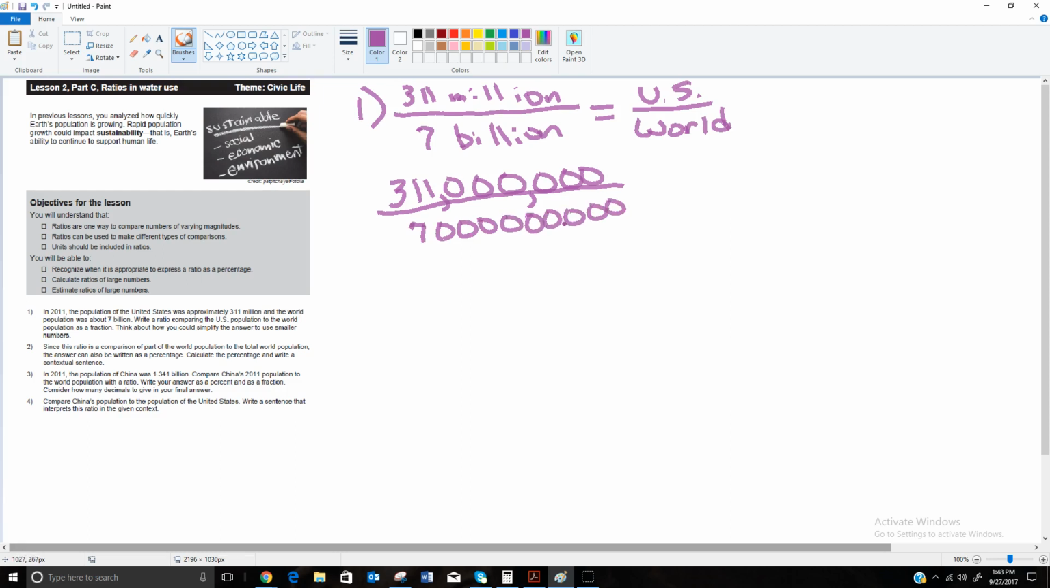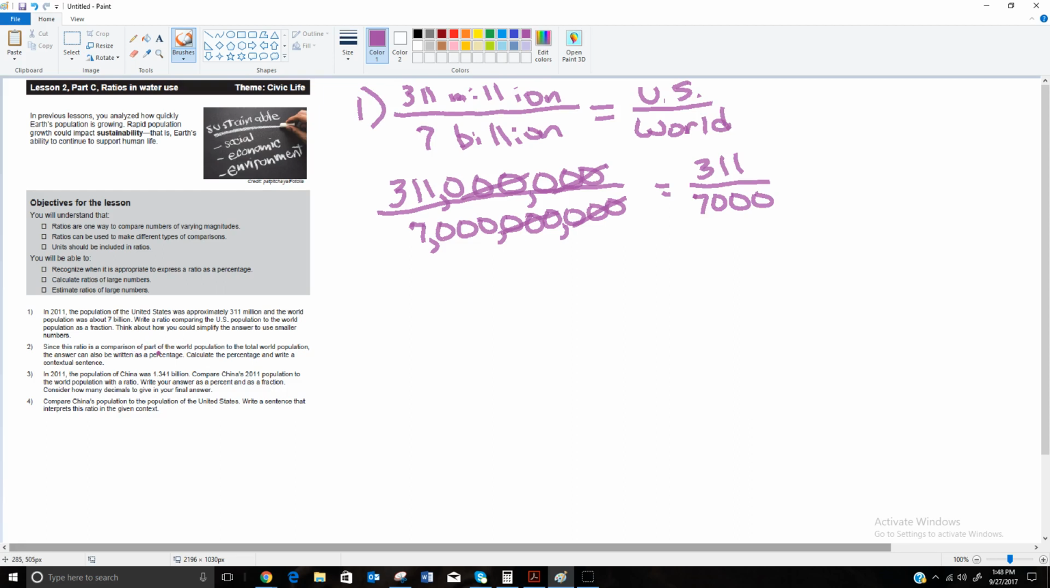So how can we simplify that? Well, when you're talking about fractions, you can always simplify if you can cancel from one to the other. So I'm going to cancel 3 zeros here, another 3 zeros here, and I could think of this as being 311 to 7,000, and that's a more simplified version. We don't have to deal with all those zeros. But what does that mean?